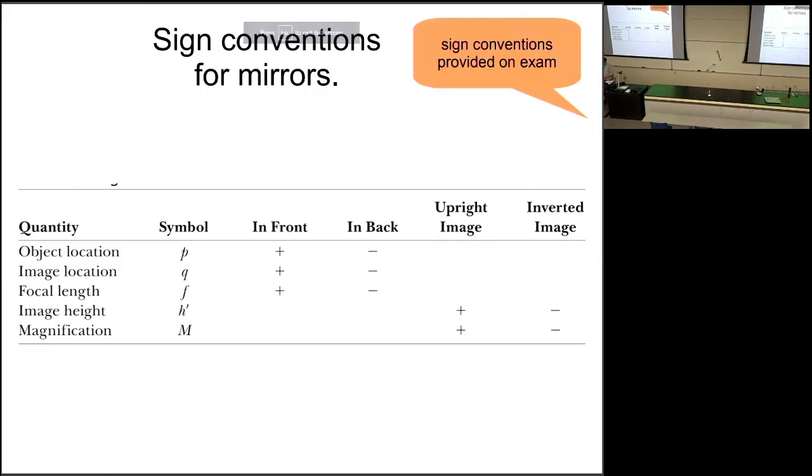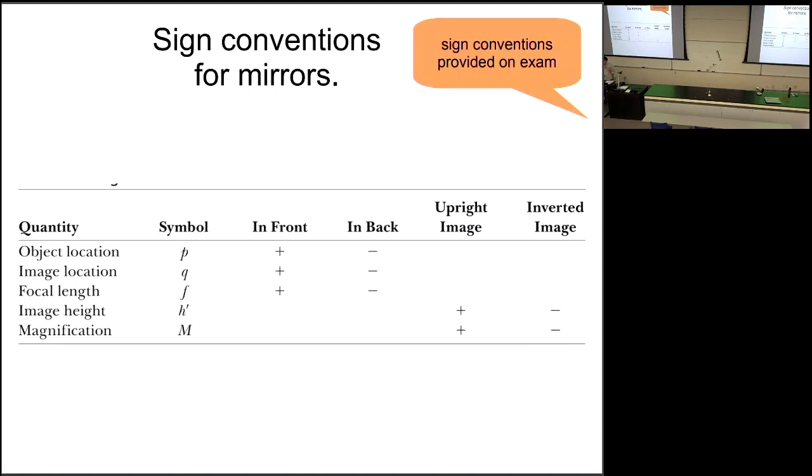Let me just make a remark here. We've met some sign conventions. If you're in front of the mirror, image or object, that's a positive location. If you're behind, that's a negative location. If the magnification is positive, then that's an upright image. If it's negative, that's an inverted image. So those are sign conventions that we use for mirrors.